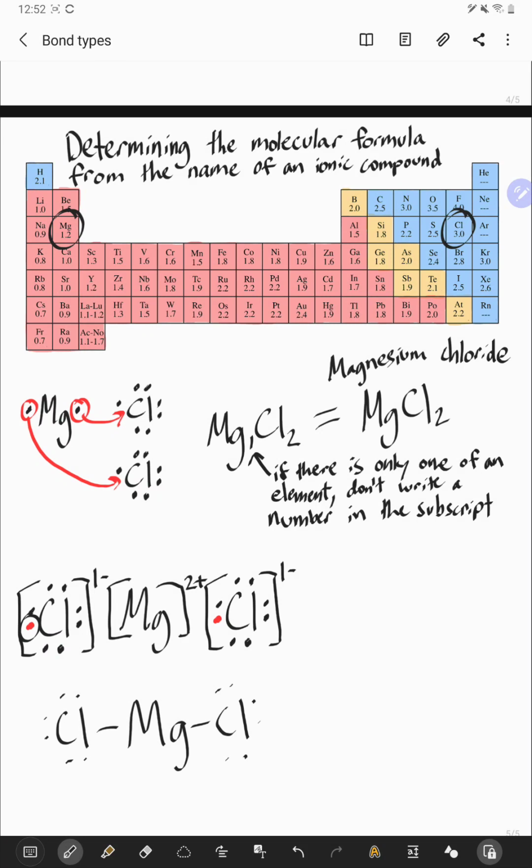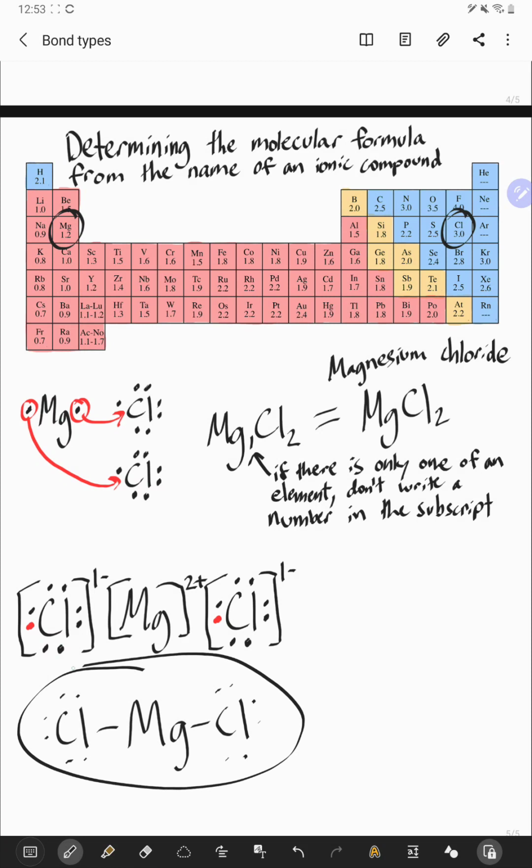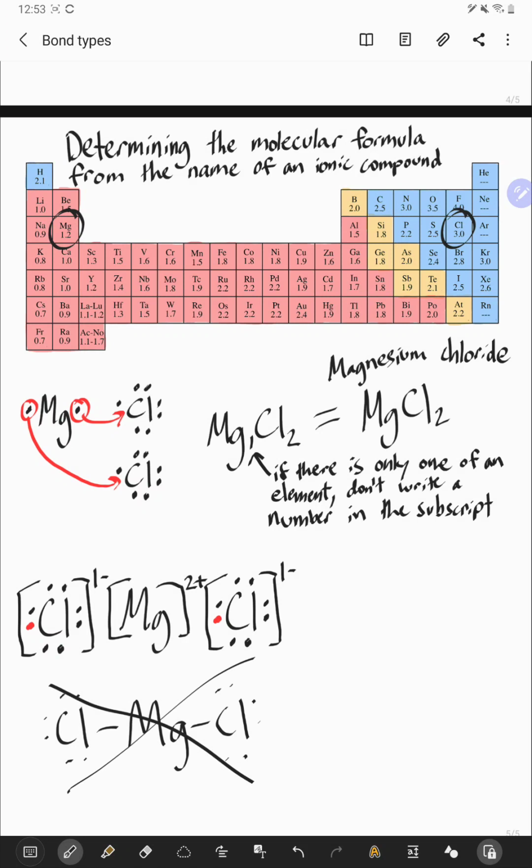These red electrons that I have drawn, these used to be the magnesium's, but now they belong to chlorine because magnesium gave away the electrons. So that's why we're going to draw ionic compounds as these brackets with charges instead of drawing it with lines, as we'll show how to do when we go over covalent bonds. So this is not how we're going to draw an ionic compound. We're going to be drawing them like this.